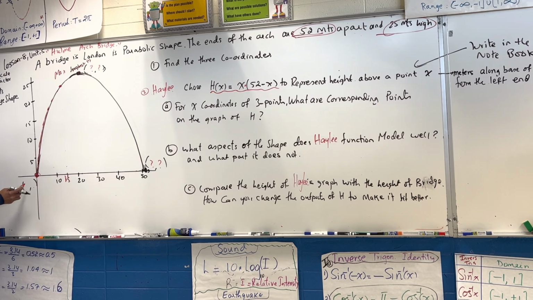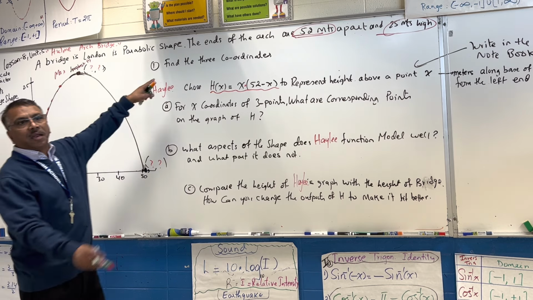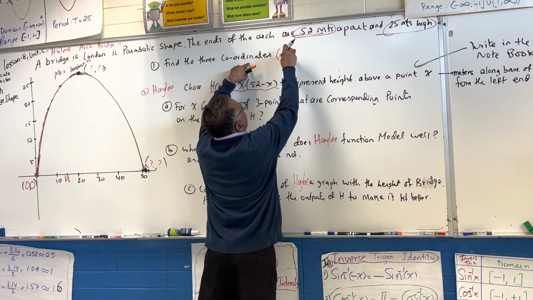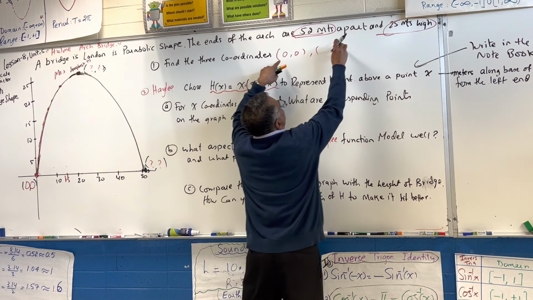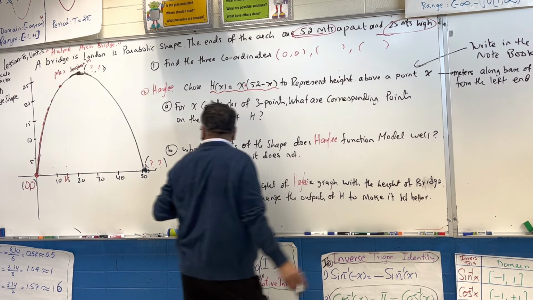Jaylin, can you help me quickly? What should I write here? No, here, the origin. 0, 0, correct? So that's what they're asking you. The question is to find the 3 coordinates. So the first one is 0, 0, okay? And I'm going to write 1 here. And the last one, what is the last one here?